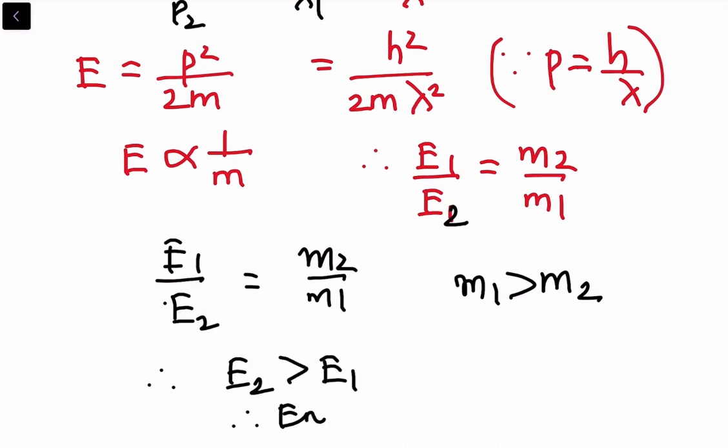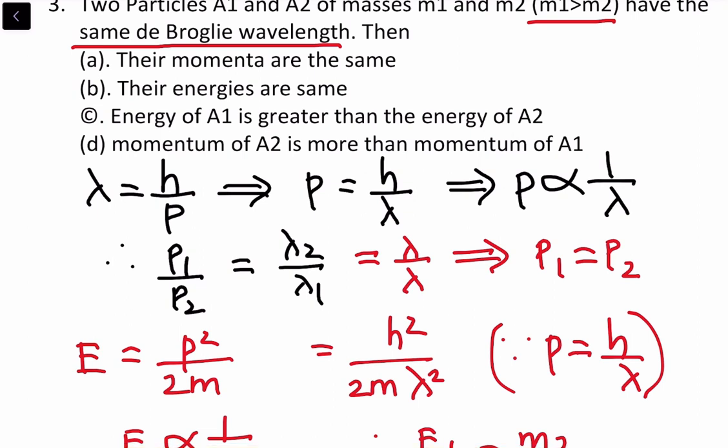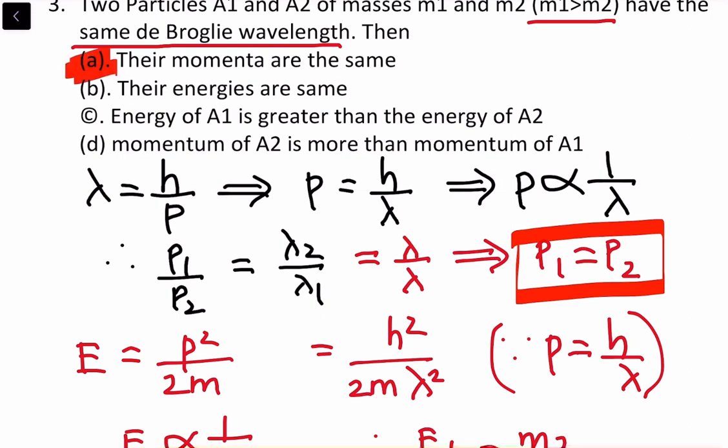Therefore energies are not the same. So what is the conclusion now? We have momenta, that is P1 is equal to P2. What we have finally got here is that momenta P1 is equal to P2. So the correct answer is A. Their momenta are the same.